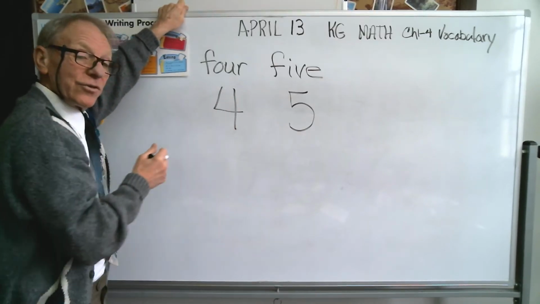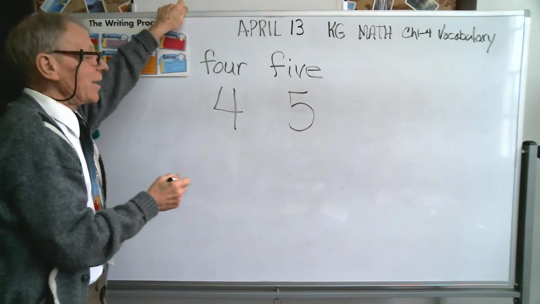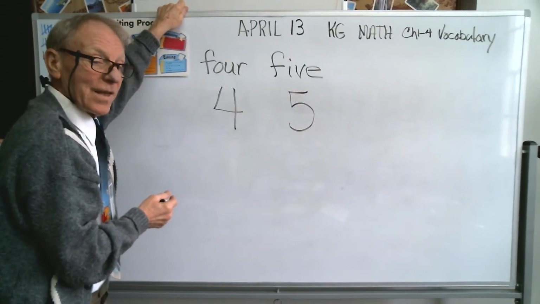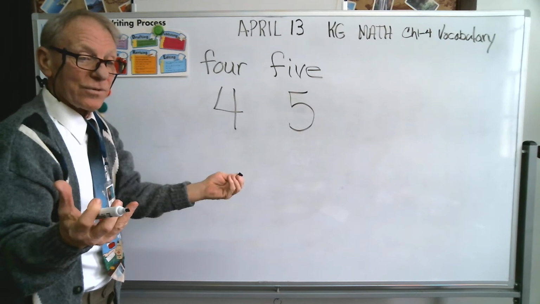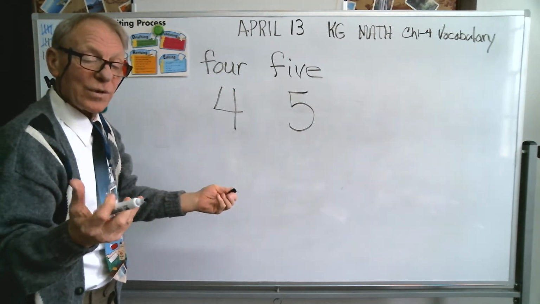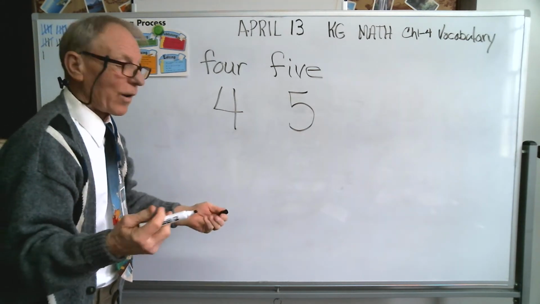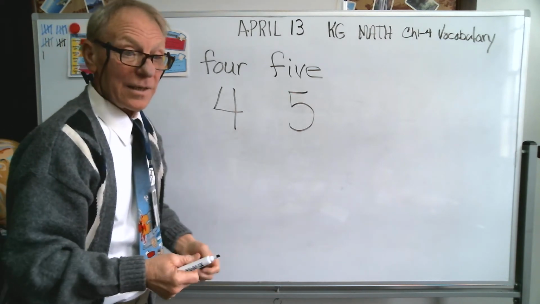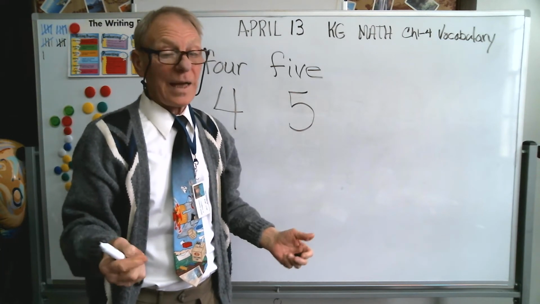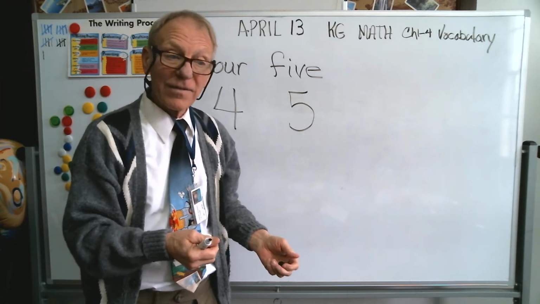I can look at these two numbers, and because I know 5, if I had 5 apples and 4 apples, the 5 would be larger. I would have more. So we know that 5 is larger than 4, and 6 is larger than 5. See how that works?